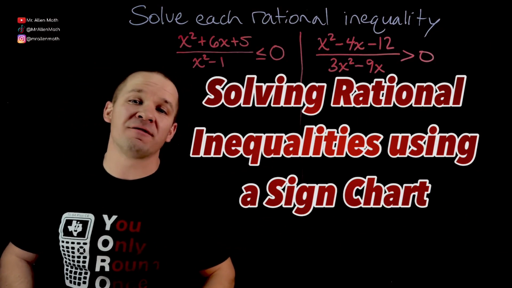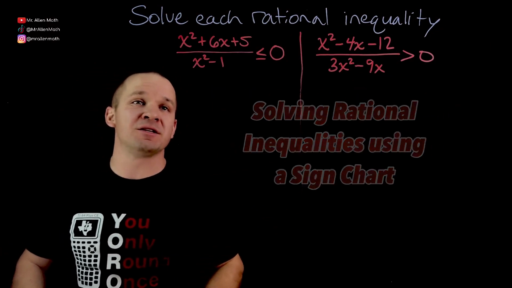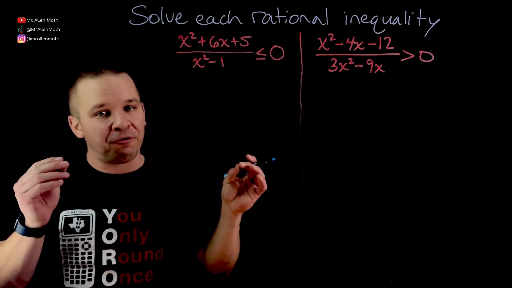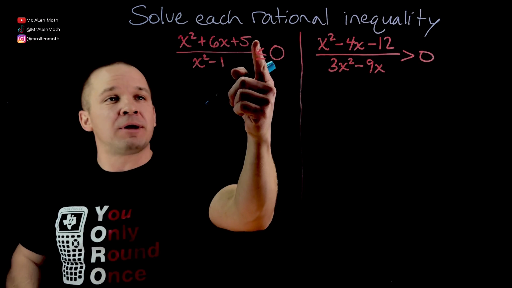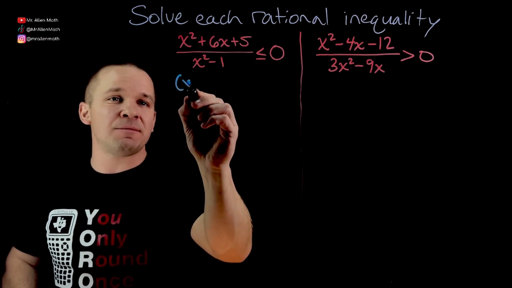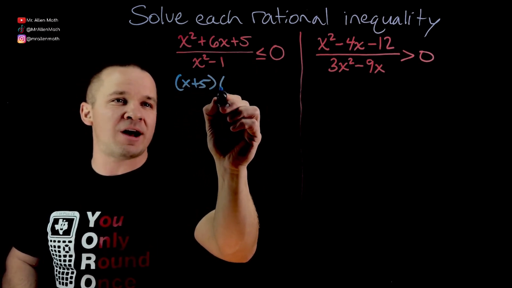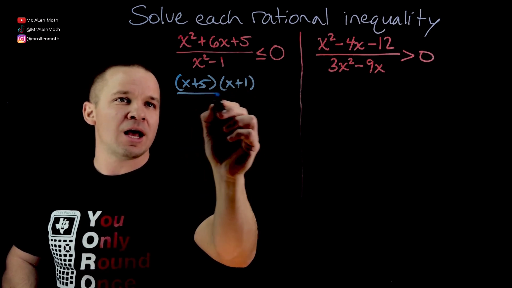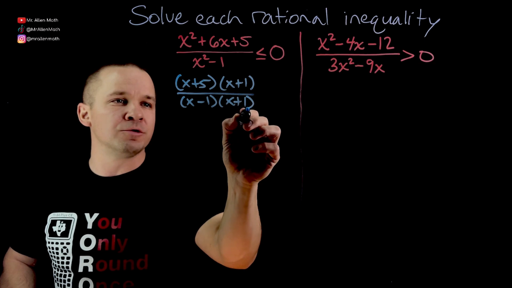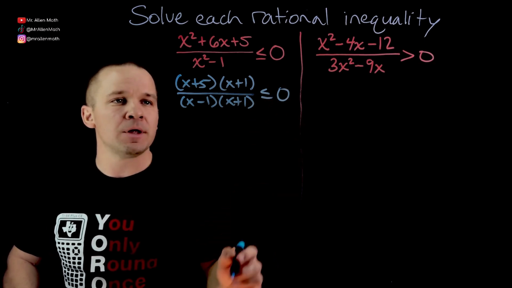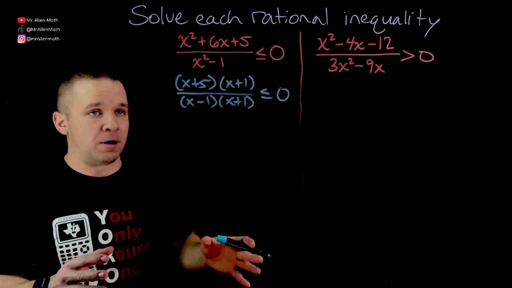Mr. Allen here, about to solve some rational inequalities in this video, and these all start the same way. I have to factor first to find my critical values. In the numerator, what multiplies to 5 and adds to 6? That's going to be 5 and 1, so x plus 5, x plus 1. Down here, we have a difference of two squares, x minus 1, x plus 1, is less than or equal to 0. So I've got this in factored form.